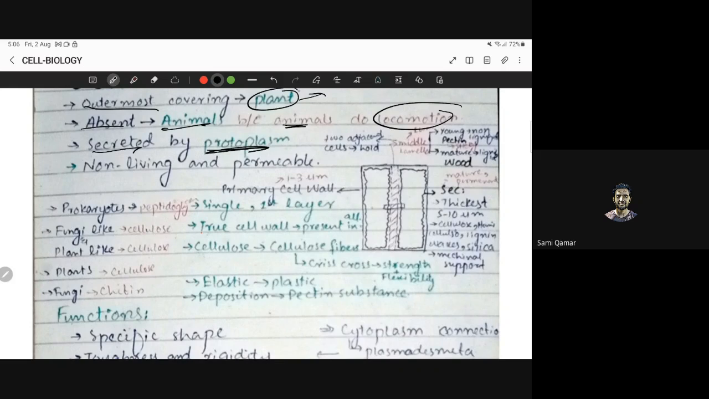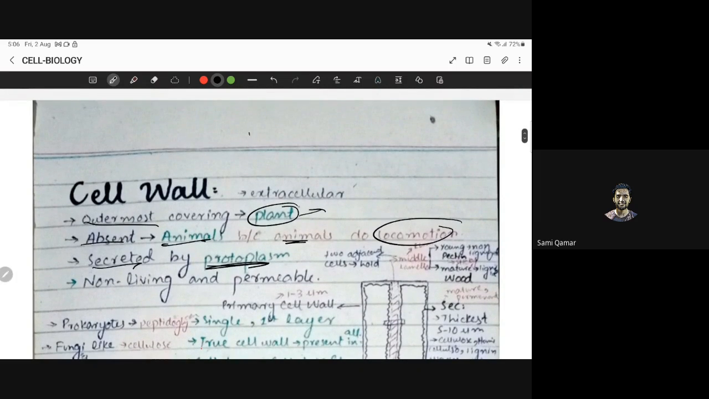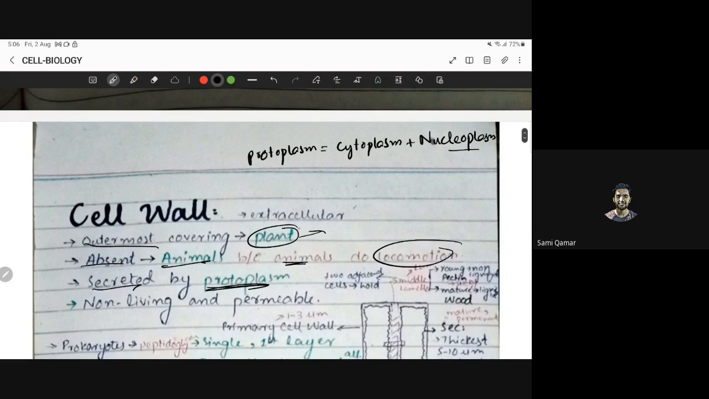Now tell me, what is protoplasm? Hurry up. What is protoplasm? Cytoplasm and nucleus? It's not cytoplasm and nucleus. It's cytoplasm plus nucleoplasm, all the plasm, the fluids. It's not a cell without membrane. Protoplasm is cytoplasm plus nucleoplasm, both collectively called protoplasm. So the cell wall will be secreted by cytoplasm plus nucleoplasm.